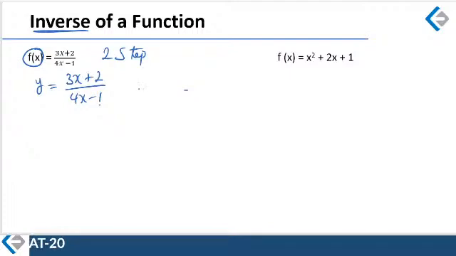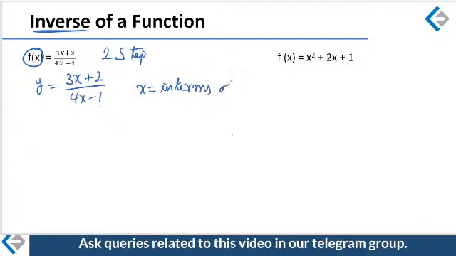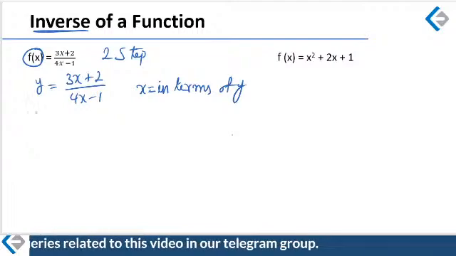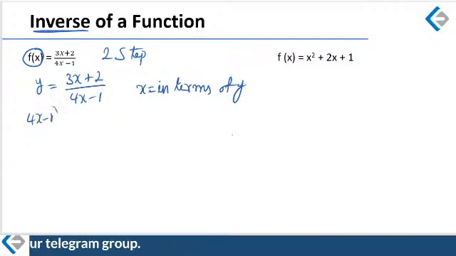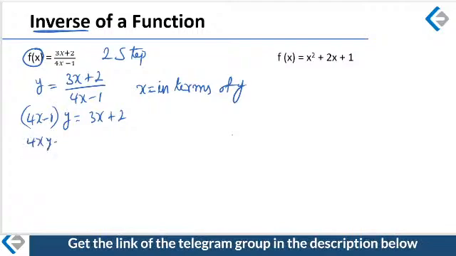First, you need to write this as x in terms of y. x is equal to something in terms of y. Okay, how do I do that? Now manipulate it a little bit, cross multiply. 4x minus 1 times y is equal to 3x plus 2. So this is 4xy minus y is equal to 3x plus 2.